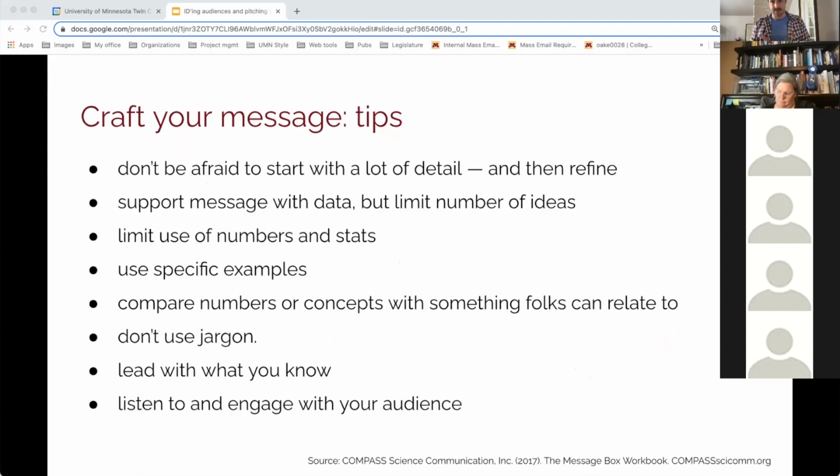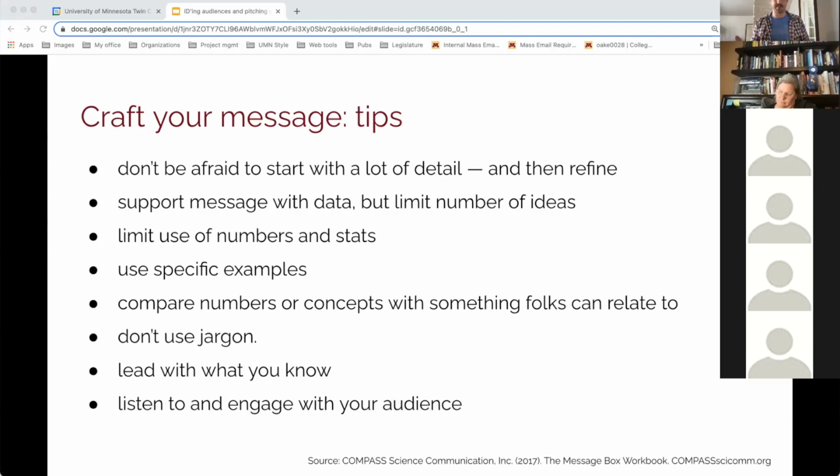And some tips to creating it. You might have many drafts of your message box, just like Dr. Neal did prior to that one. The first of which will have too much detail. With each subsequent draft, you want to think about what really matters and make choices about what is most important. Edit out that which is not most important. You want to support your message with data, but limit the number of ideas. And that gets back to the concept that we can only retain 3 to 5 things at a time. It's a good idea to limit the use of numbers and statistics, but you might want to include them if they're illustrative or something that you really want the audience to remember.